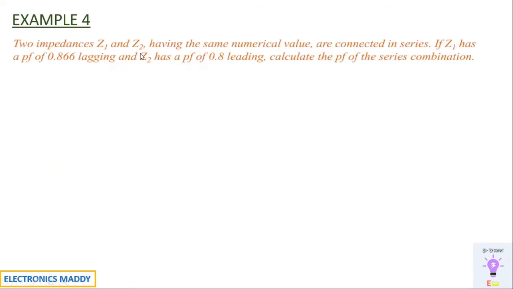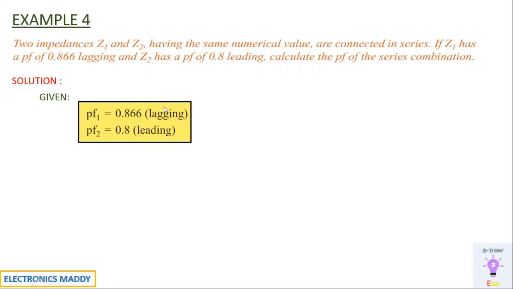Two impedances Z1 and Z2 having the same numerical values are connected in series. If Z1 has a power factor of 0.866 lagging and Z2 has a power factor of 0.8 leading, calculate the power factor of the series combination. Right now I'll be writing down the data with respect to power factor 1 and power factor 2. Now pause this video here and try to solve this on your own.